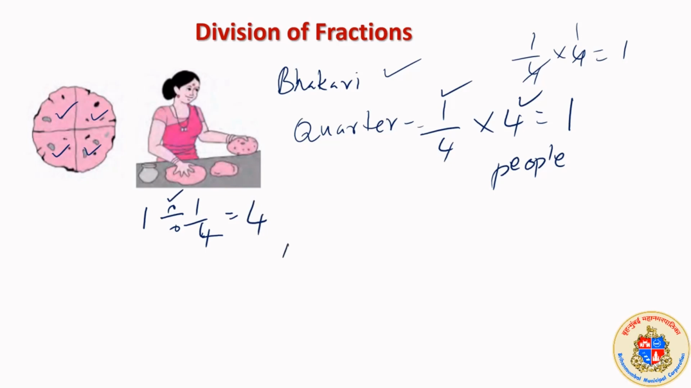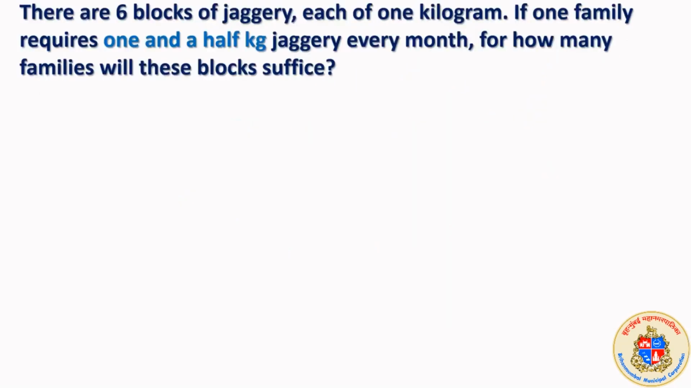Then we understood that instead of 1 divided by 1/4, we take 1 into the reciprocal of this. The reciprocal of 1 upon 4 is 4 upon 1, and you will get the answer of 4. So whenever you multiply with the reciprocal, you will get the answer for division. So for division, what will we do? You will multiply with the reciprocal.